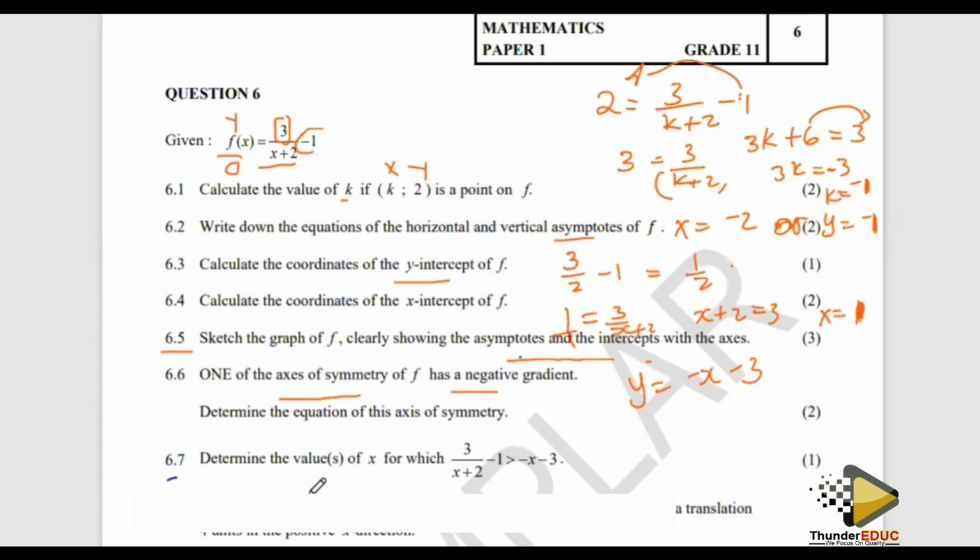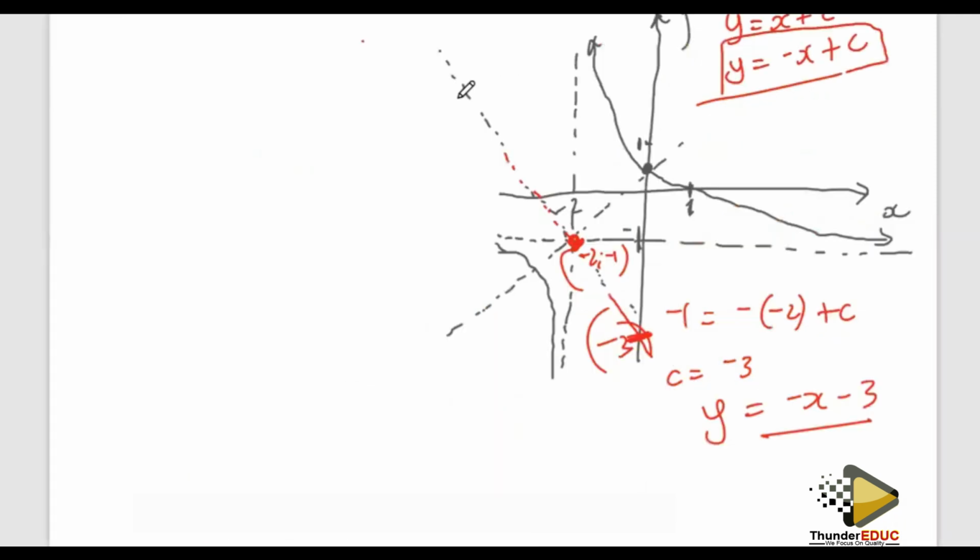Then 6.7, determine the value or values of x for which this, remember this is our f, is greater than this. That's what we got here, which is our axis of symmetry. So for as long as the question is talking about inequalities, where do we find the hyperbola to be above this line? So I'll go back to my graph and see that the only arm of the hyperbola that is above this line, the negative value, is just this arm.